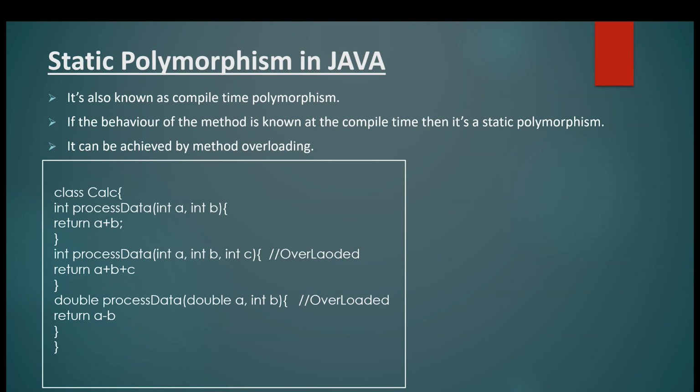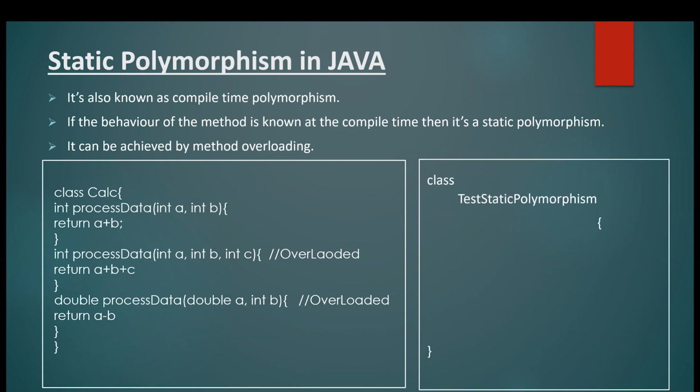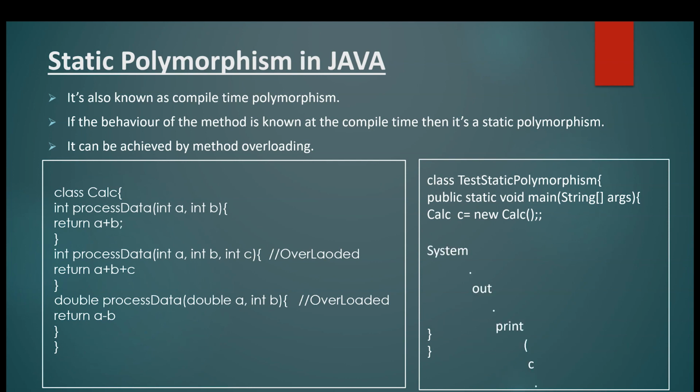These three provide different behavior, but how can we say it is compile time polymorphism, or rather static polymorphism? On the right hand side, I have written one main class, which will contain the main method. I'm creating the object of the Calc class, and I'm calling the first method. In the System.out.println, I'm doing c.processData(10, 20). Here c is the reference of the Calc class, containing the object of Calc.